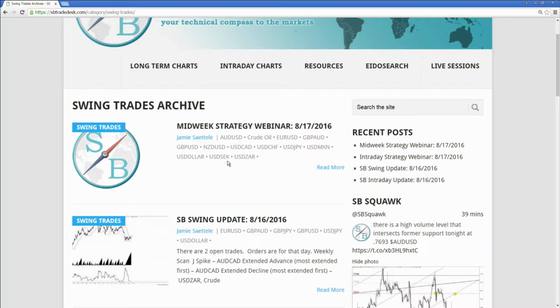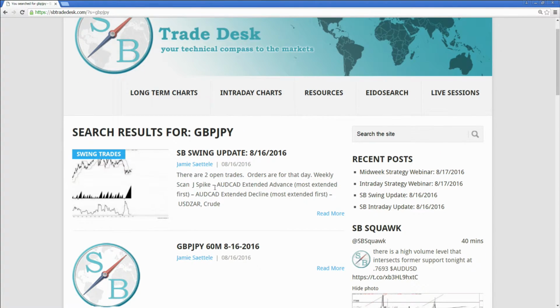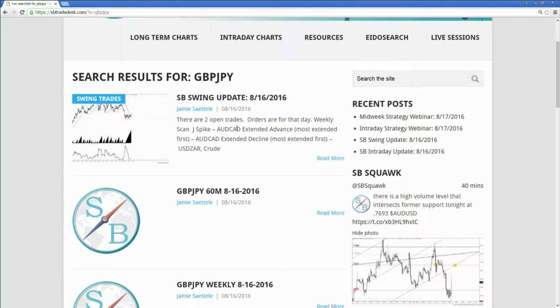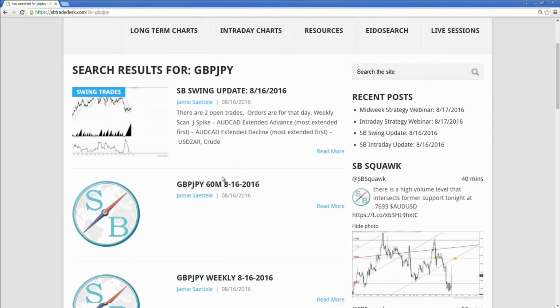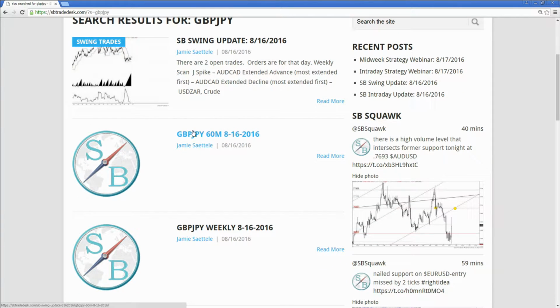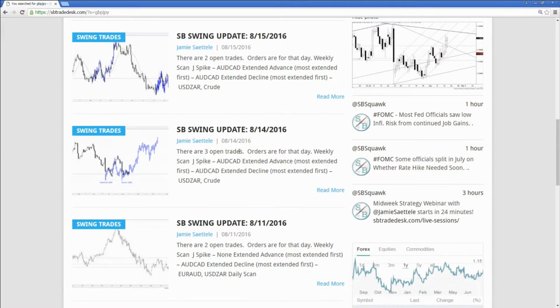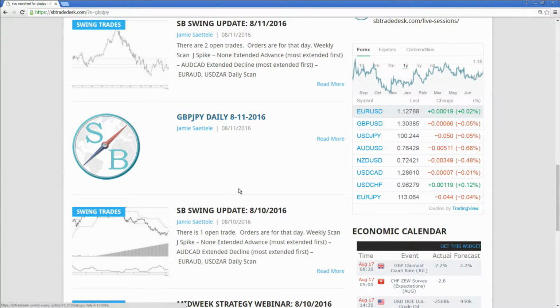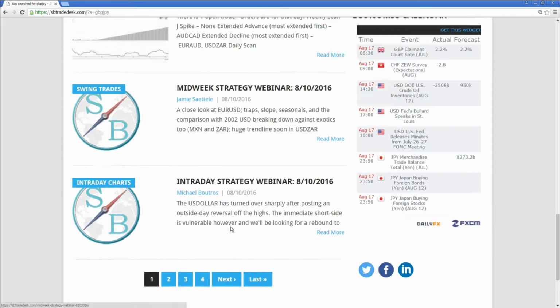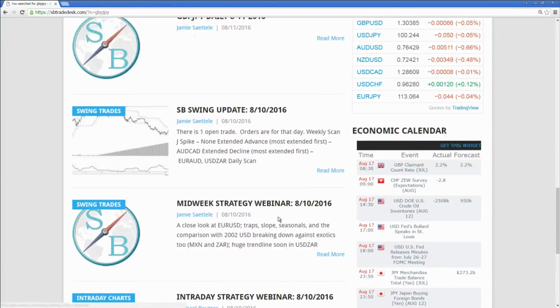Now there's a search function. If you want to find all the research that's been published, let's say on pound yen, we'll click here, pound yen, click search, and you see here that it shows up. This is for the whole site, so this is swing as well as intraday. The way it's labeled, pound yen 60 minute, this would have been just a chart. Swing update here, pound yen, swing update here. Here's a daily chart. Webinar. Intraday, this is from Mike.